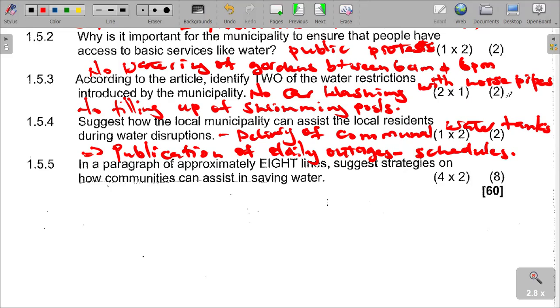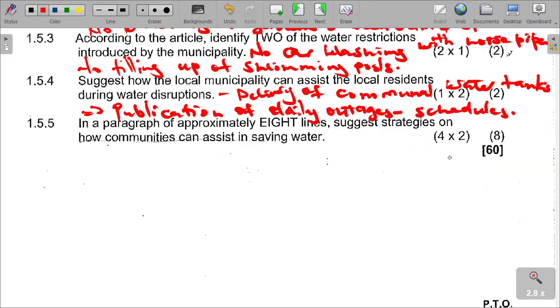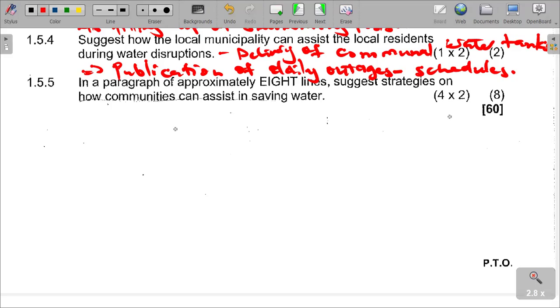And then question 5 is saying, in a paragraph of approximately 8 lines, suggest strategies on how communities can assist in saving water. How can communities assist in saving water? This is also water management. We are saying communities, how can they assist in saving water?